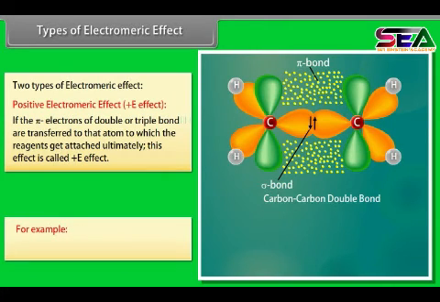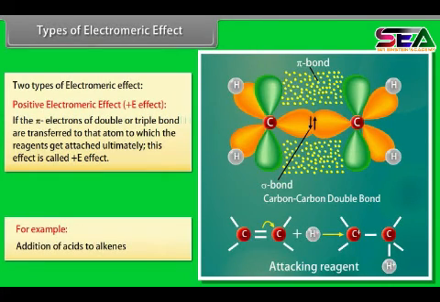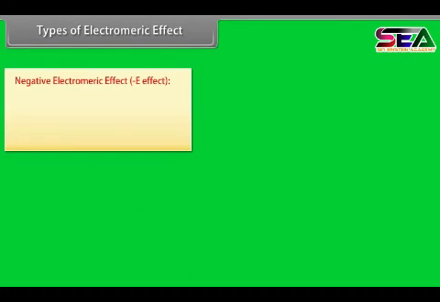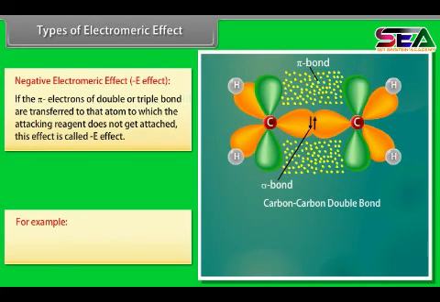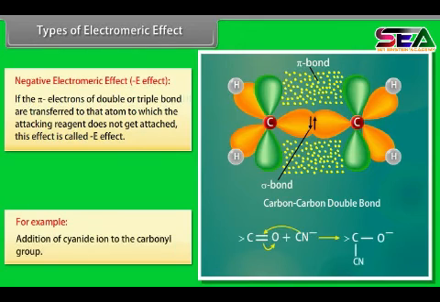For example, addition of acids to alkenes. Negative electromeric effect, negative E effect. If the pi electrons of the double or triple bond are transferred to that atom to which the attacking reagent does not get attached, this effect is called negative electromeric effect. For example, addition of cyanide ion to the carbonyl group.